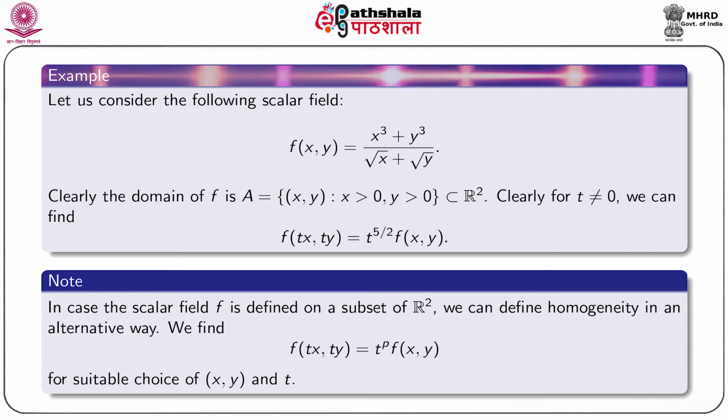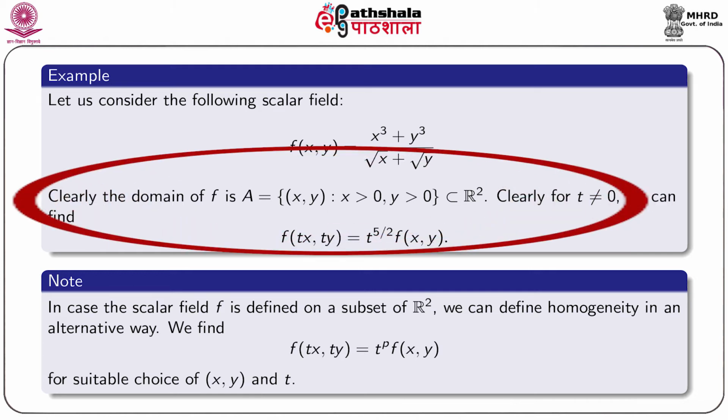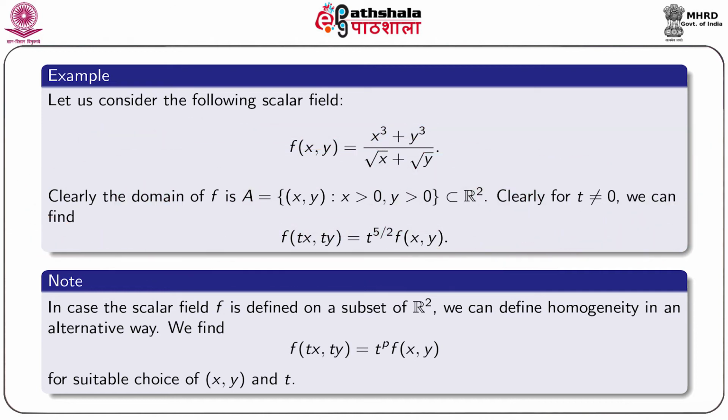We consider some scalar field defined as follows: f(x, y) equal to (x cube plus y cube) divided by (square root of x plus square root of y). Clearly, the domain of f is the collection of all ordered pairs (x, y) where x is positive and y is positive. Obviously, this is a subset of R2. Clearly, for every non-zero t, we can find f(tx, ty) equal to t to the power 5/2 f(x, y).